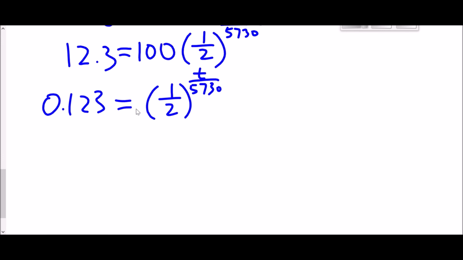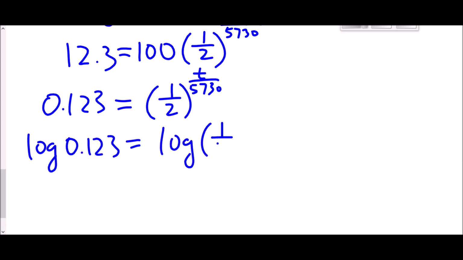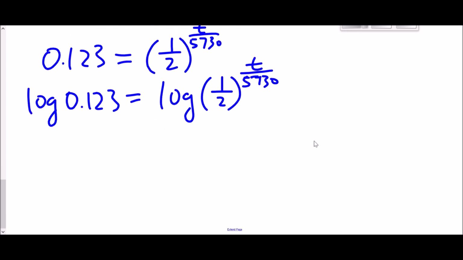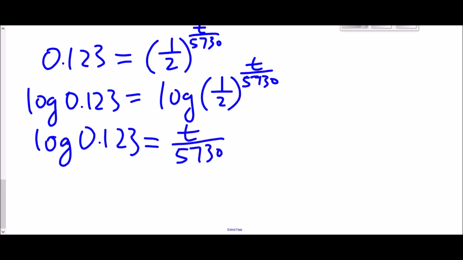Anyway, so now we can take the log on both sides. So log of 0.123 equals the log of 1/2 raised to the power of t over 5,730. Okay, and then there's nothing we can do to the left hand side, so leave that as log of 0.123. But the right hand side, we can simplify a little bit first, so we can apply the power law, move this to the front, so we have t over 5,730 times log of 1/2.